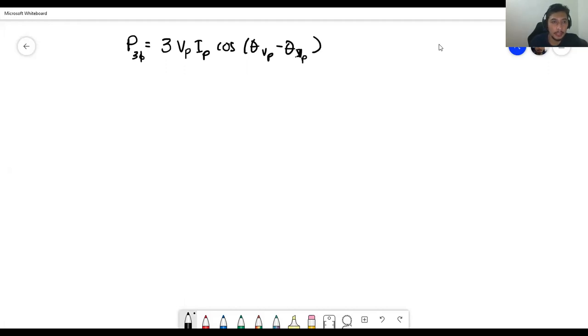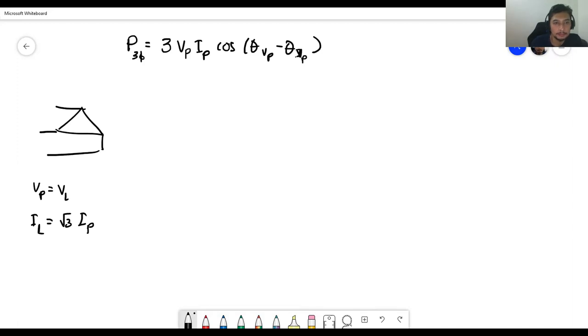Okay, so let's see when the load is in what we call Y connection. Sorry, for delta connection, you should know that V phase is equal to V line, but I line is square root 3 times I phase.